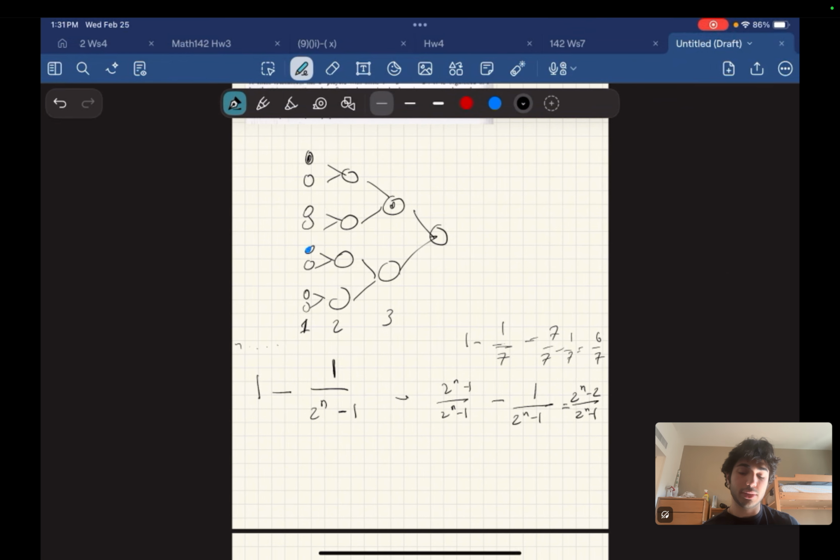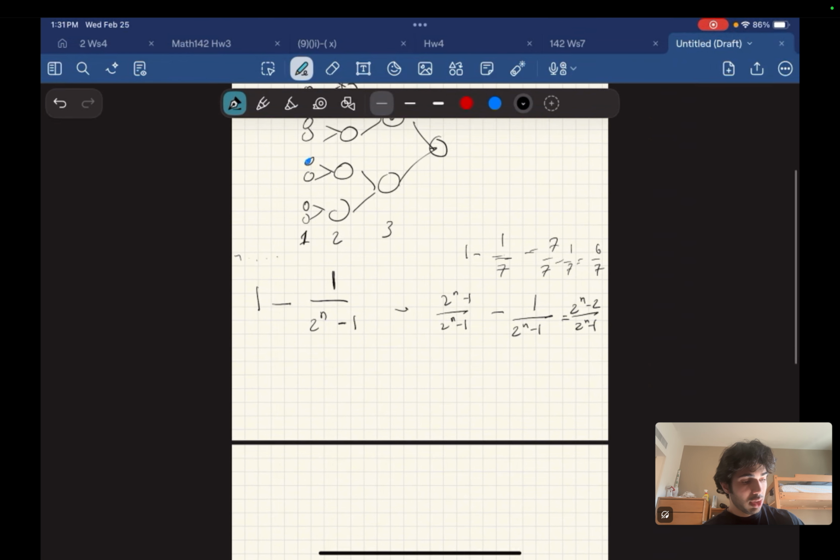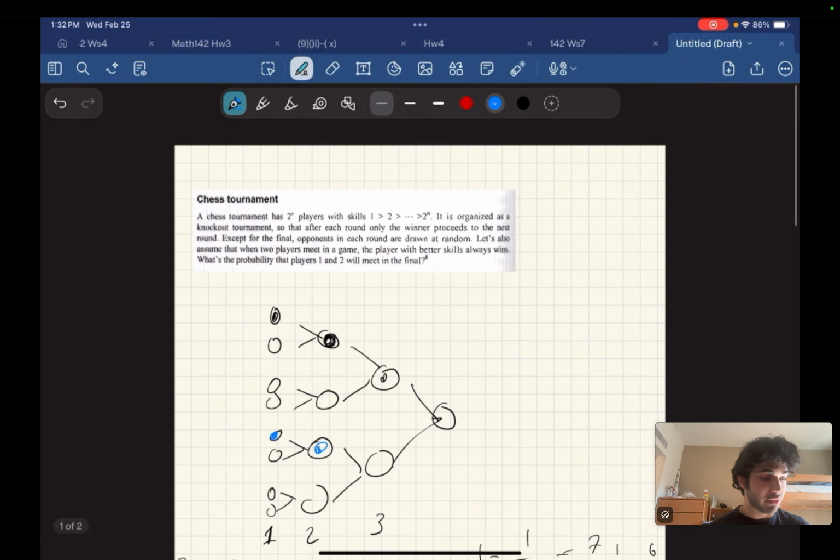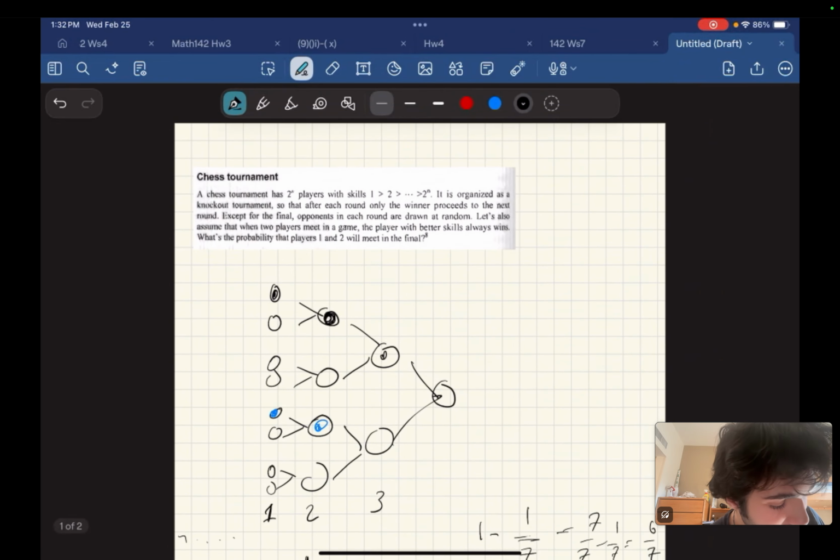What's the chance they don't meet in round 2? Assuming they did not meet in round 1, there are 4 players now, and that's player 1. And the brackets are randomized each round. Let's say if this player goes here, they will never meet in round 2. But it's randomized each round. Each round they're drawn at random.